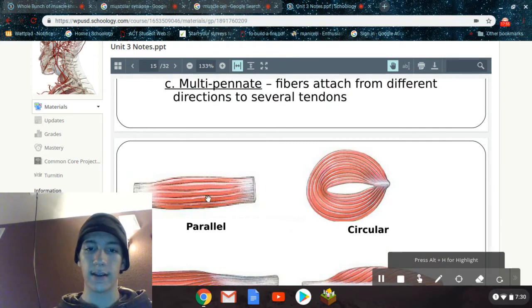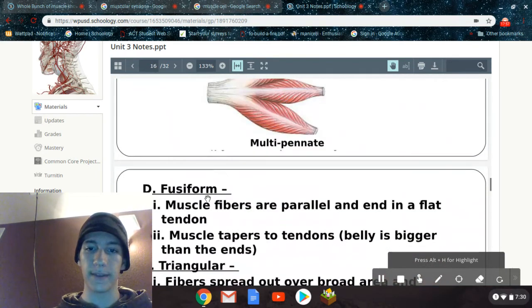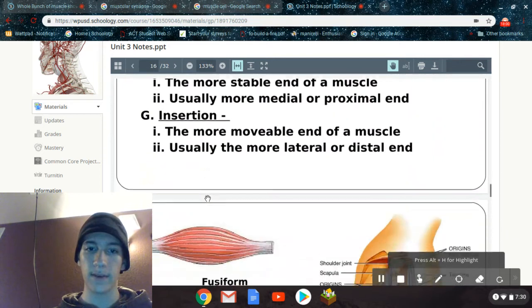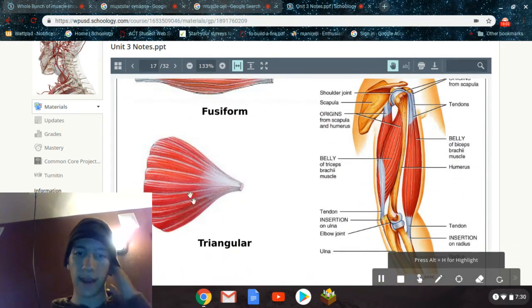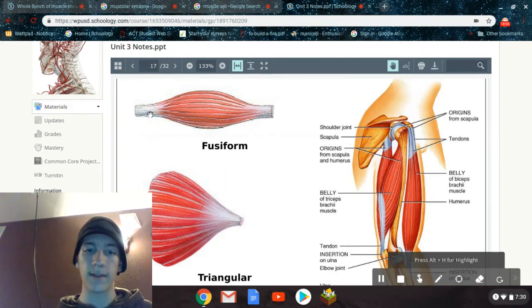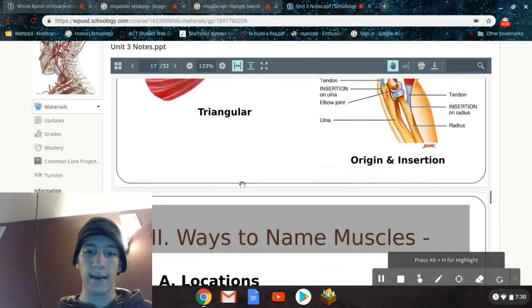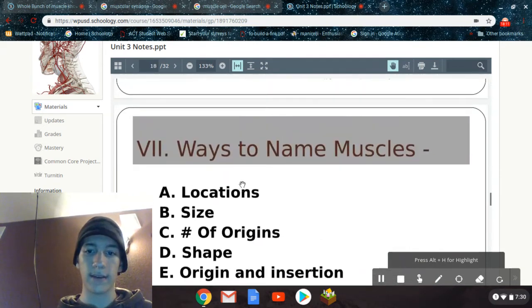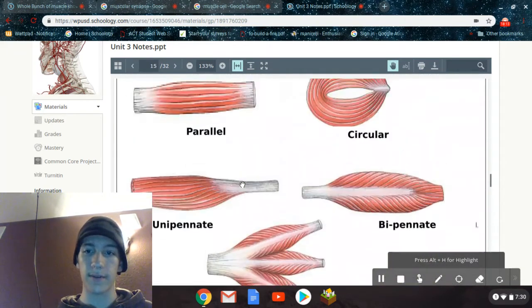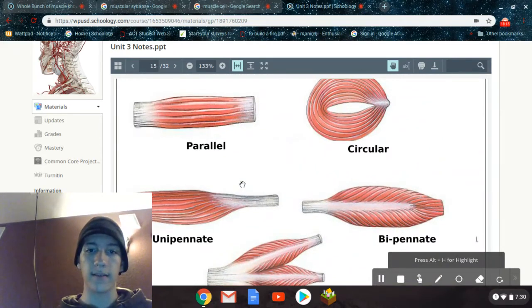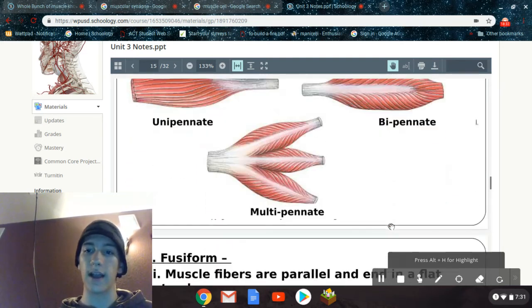So yeah, just looking at the names of the shapes. That's important. Remember, triangular looks like a triangle. Fusiform is like a piece of candy closed at the ends. Ways to name muscles is part of the shape, so this is something you might want to think about. Parallel is like fusiform, but not closed at the ends. And circular, obviously, is a circle with a detachment point right here. Unipennate looks like one side of the feather. Bipennate looks like two sides of the feather. And multipennate means it looks like a lot of feathers.